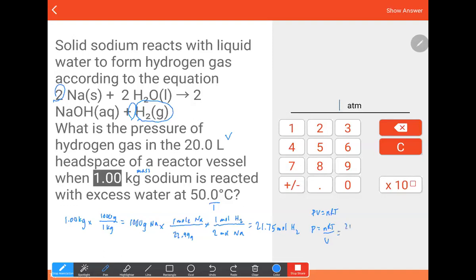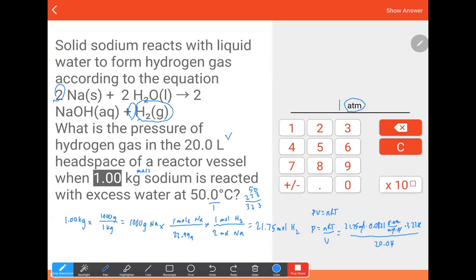Now I'm going to plug them in. 21.75 moles. I'm going to go with ATMs because that's what is being asked in the question. So 0.0821 liter atmospheres per mole Kelvin. Temperature is 50 plus 273, 323, all over 20 liters. Let's get units: moles cancel, liters cancel, Kelvin cancels. So we're left with atmosphere.